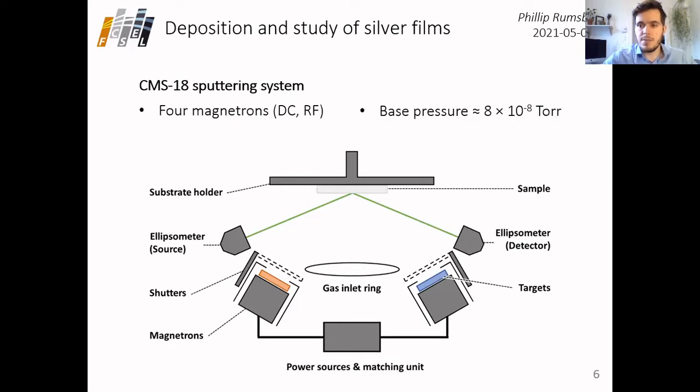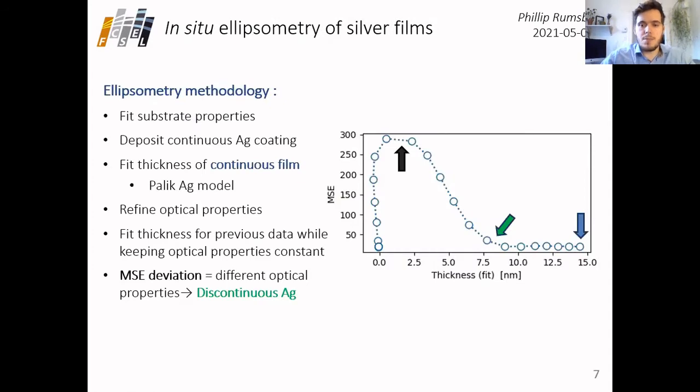We're going to be using a CMS-18 sputtering system with 4 magnetrons, with DC and RF power sources, a good base pressure, and importantly, we have an in situ ellipsometer set up here. And what this is going to allow us to do is to monitor whether silver films are continuous or not.